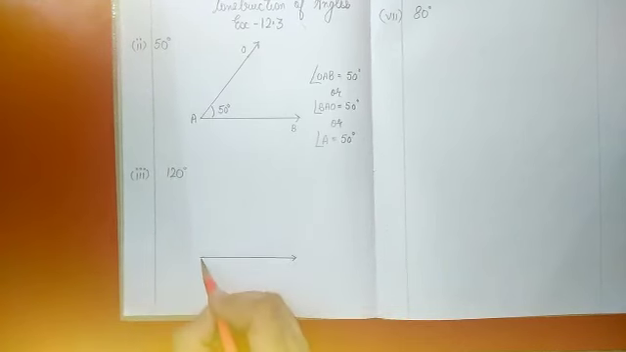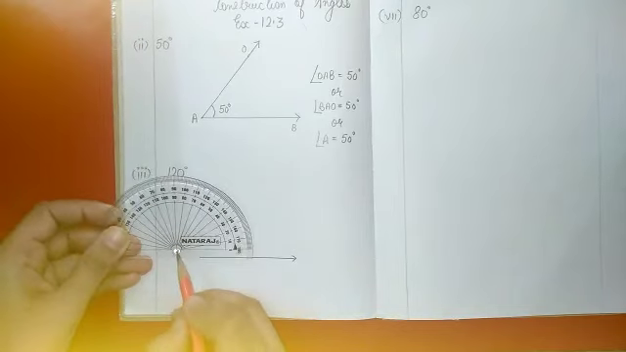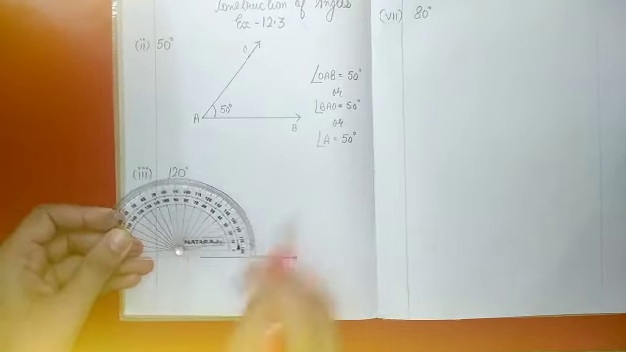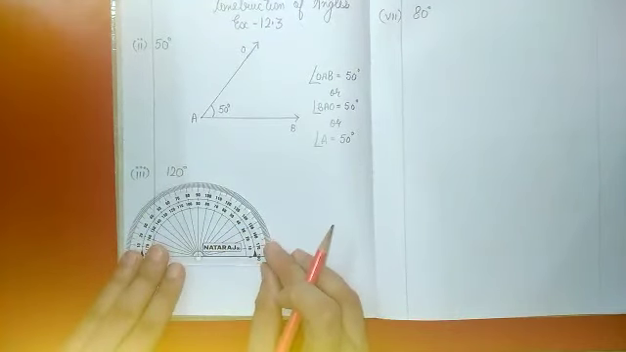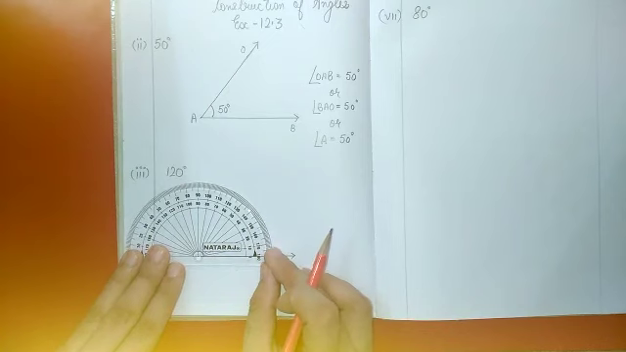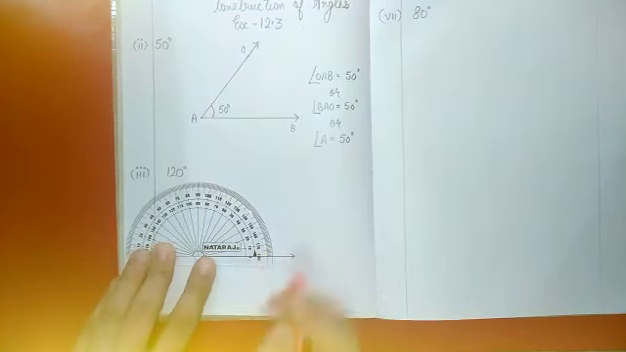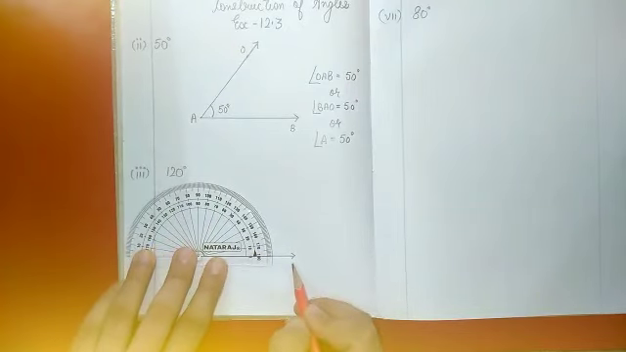Second step, keep the protractor at the starting of the ray. And this should match exactly with the center of your protractor. So let's keep it very carefully. And the line of my protractor should match with the ray which I've drawn in my notebook. Yeah, exactly.